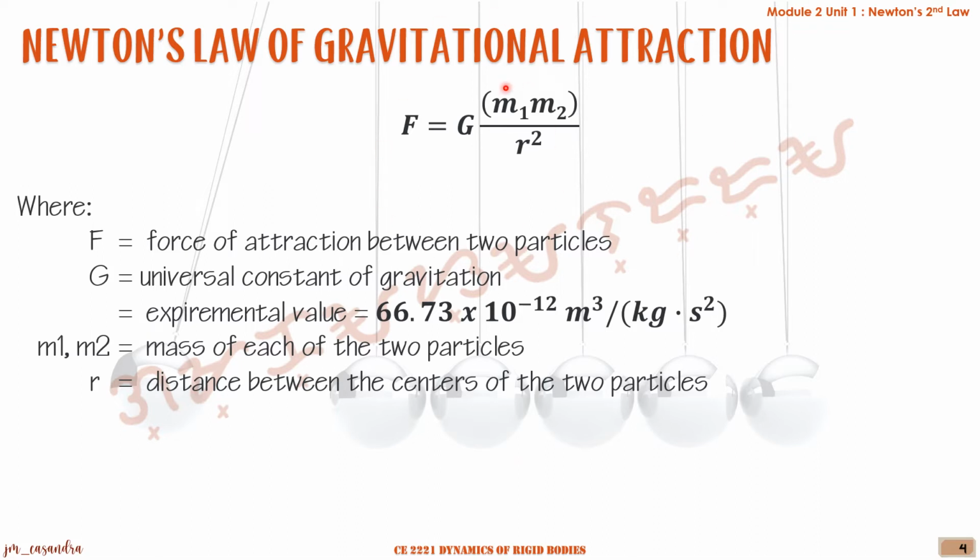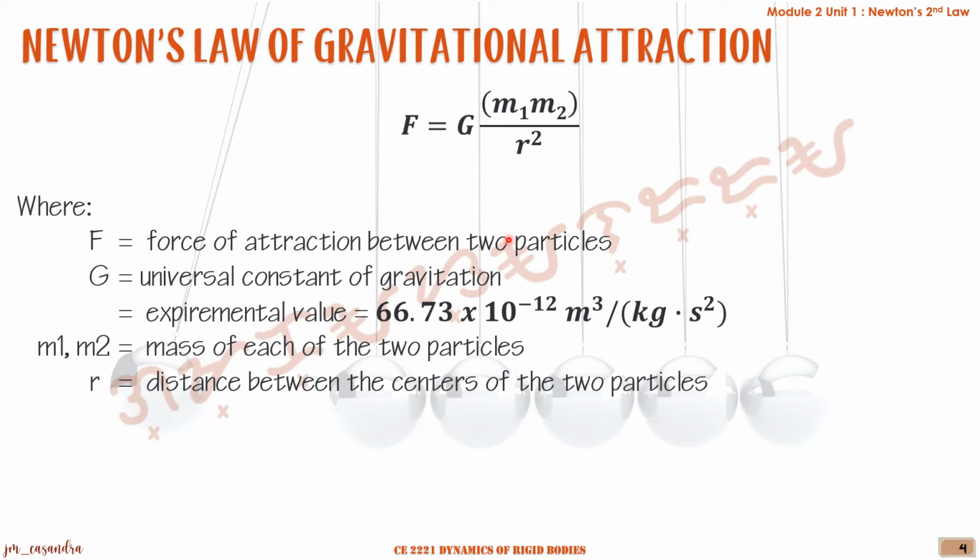So basically, Newton's law of gravitational attraction simply defines that the farther away two objects or two particles are, the lesser the force between them. And at the same time, if two particles are near each other, the force between them will be very high. Okay? So in Newton's law of gravitational attraction, the force is dependent on the distance between the particles.